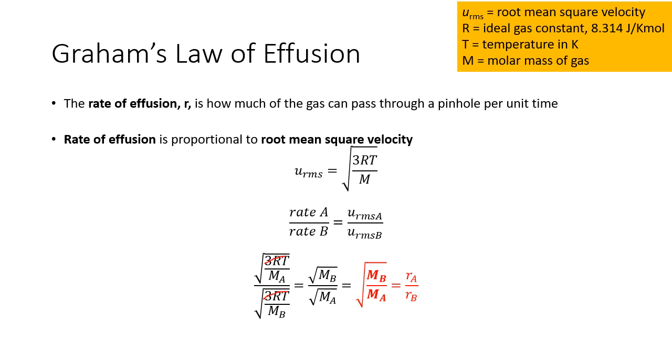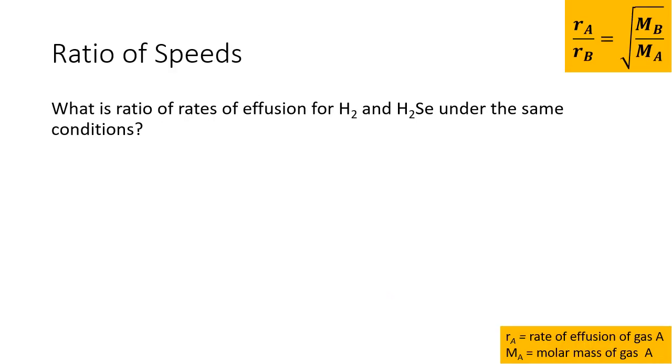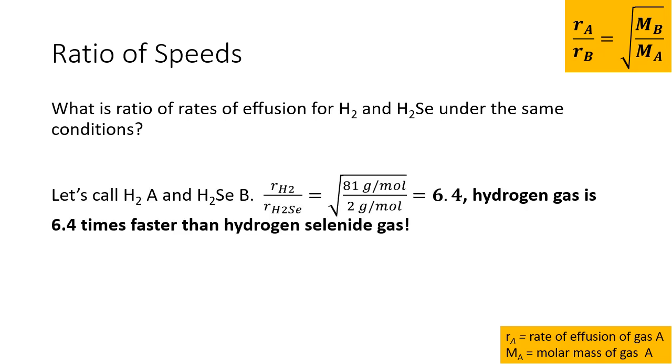Let's use this result to compare speeds of two different gases. What is the ratio of rates of effusion for hydrogen and hydrogen selenide gases under the same conditions? We use Graham's law of effusion to find the molar mass, and we find the molar masses from the periodic table. So when we do, and we plug things in, we find that hydrogen is 6.4 times faster than hydrogen selenide. Now, using this equation, we can also solve for how much time it will take to effuse if we are given a rate for one of the gases. We'll do examples like that in class.